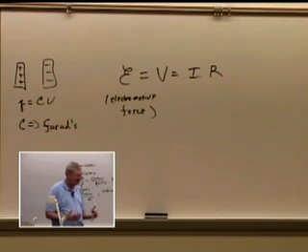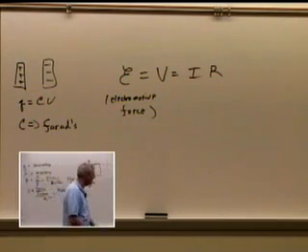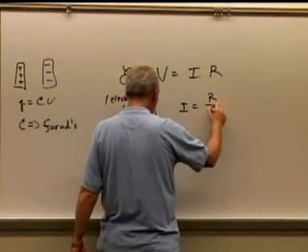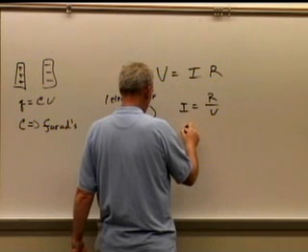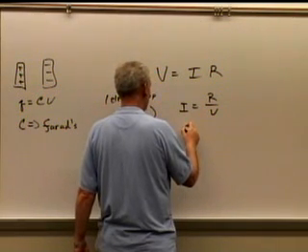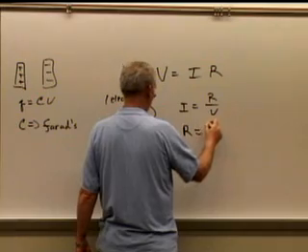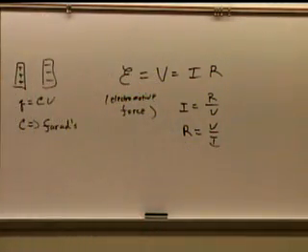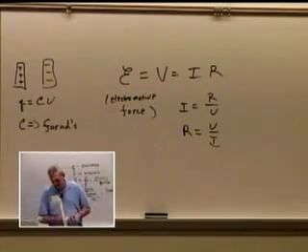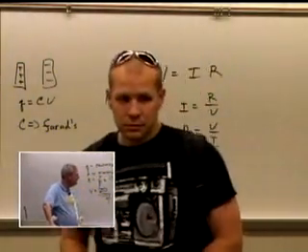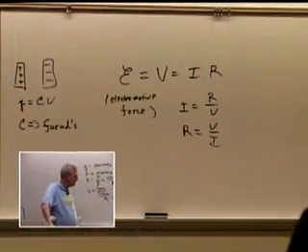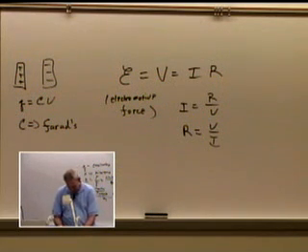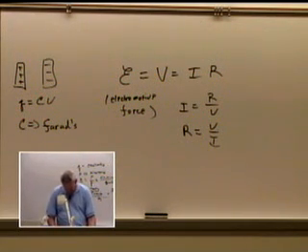It's huge. It shows up everywhere, and there's all kinds of ways you can write it: I equals V over R, R equals V over I. You can massage that any way that you want. So V equals IR. Let's do an example of that real quick. I'll show you some other things.